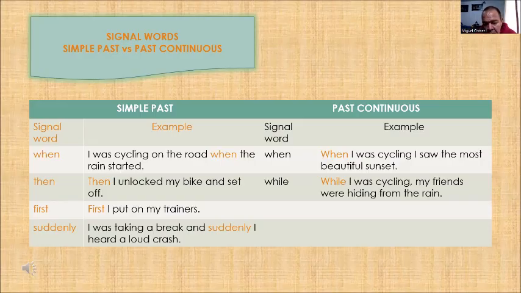On the other hand, for the past continuous, we can find when and while. For example, when I was cycling, I saw the most beautiful sunset. While I was cycling, my friends were hiding from the rain.